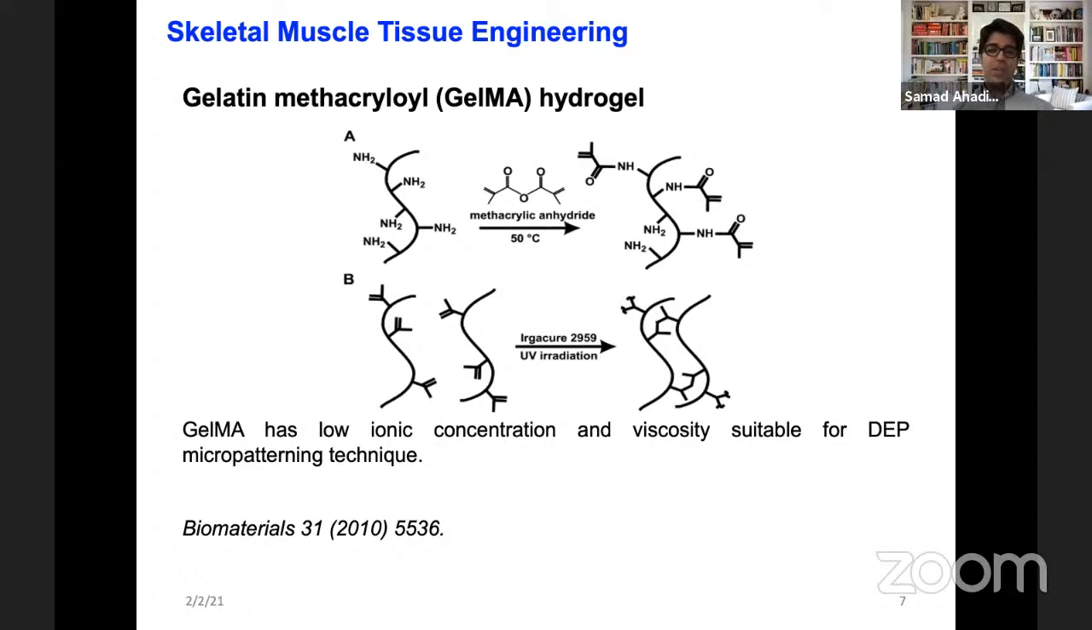Specifically, GelMA hydrogel has low ionic concentration and viscosity, so it is a very good candidate to be used in the DEP micropatterning technique.